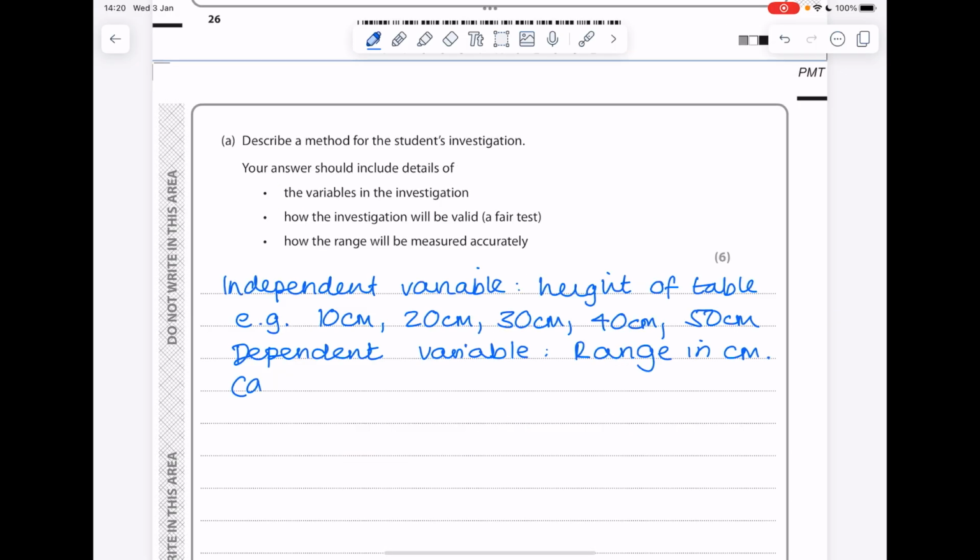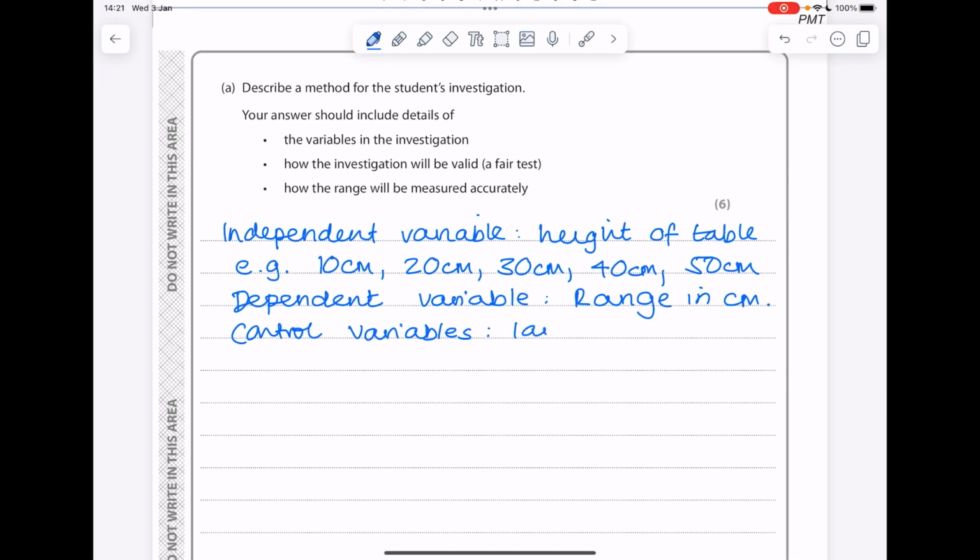Then let's go for our control variables. So what are we keeping the same? List at least 3. Well, what will affect that range of the ball? Well, the launch speed. So we need to make sure that's kept the same. We need to use the same ball. We need to keep the angle of launch the same. Anything that could affect the range.